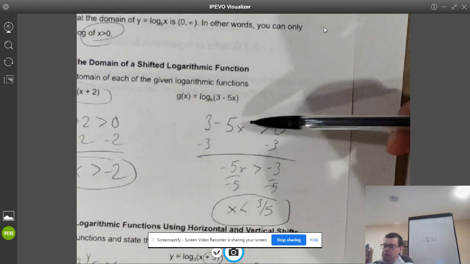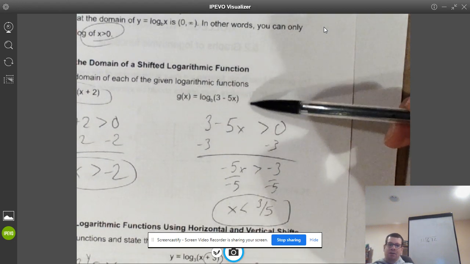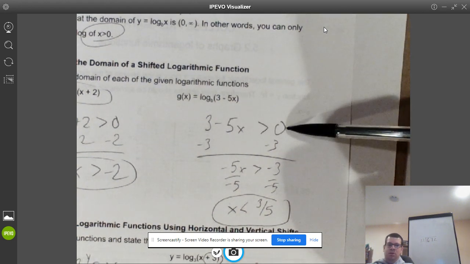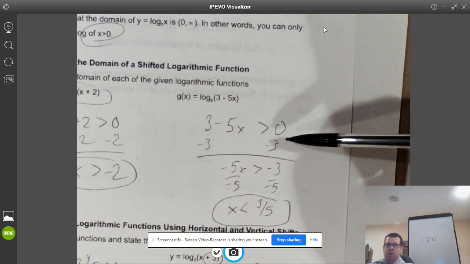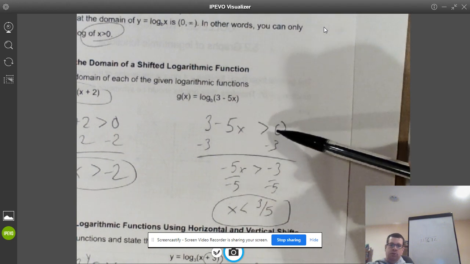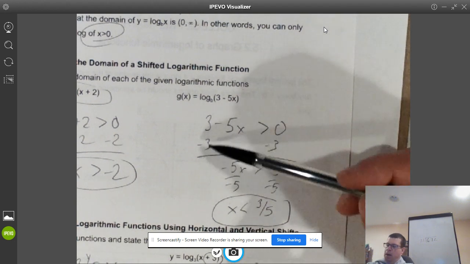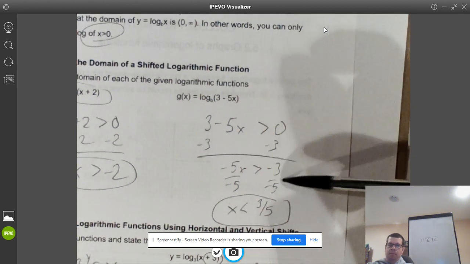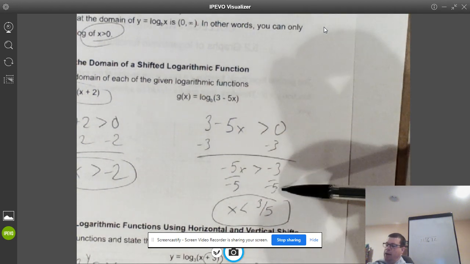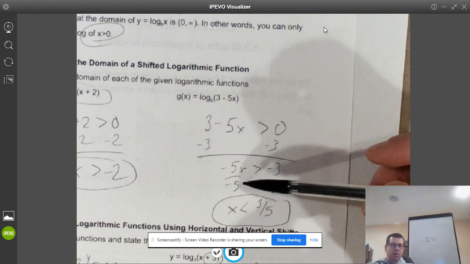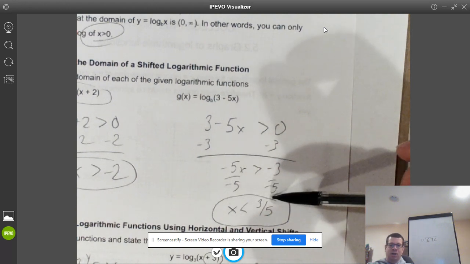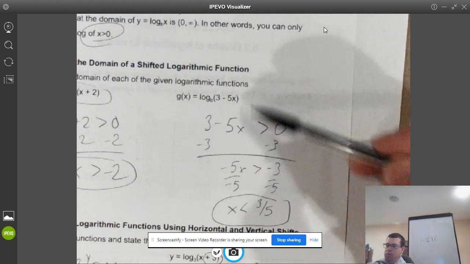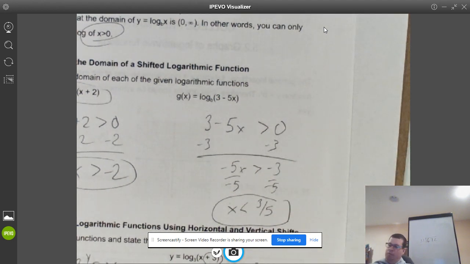Okay, and in a similar way, if I want to know the domain of this function, well, whatever 3 minus 5x is has to be greater than 0, has to be positive. And now I'm just going to solve this two-step inequality. I'm going to do addition and subtraction first. I'm going to take away 3 on both sides, and then I'm going to divide by negative 5. And then you remember, when we divide an inequality by a negative number, that inequality sign flips over. So my domain for this logarithmic function is x is less than 3/5.